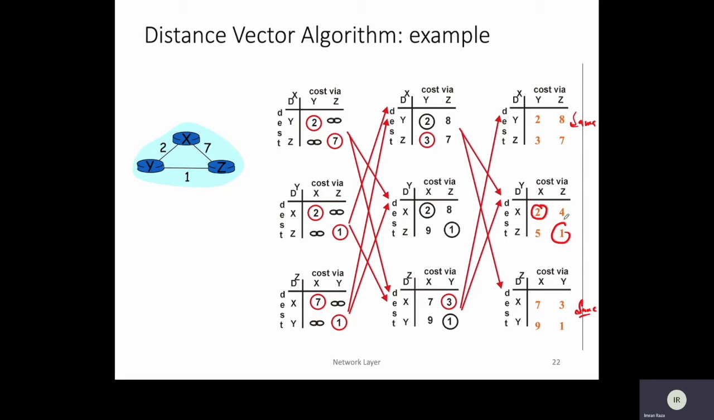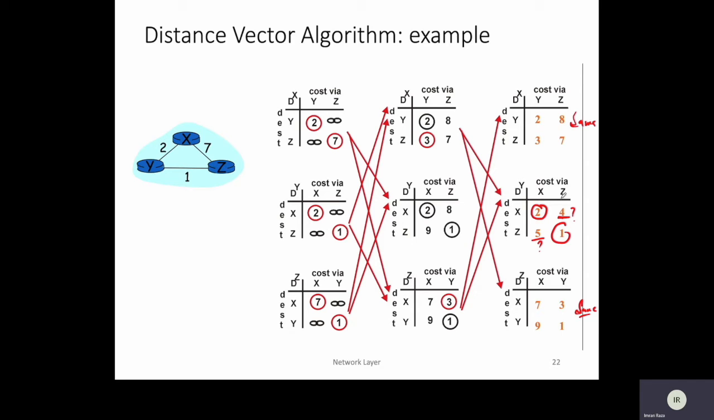So we have some new values here that I want to discuss with you, and I want you to pay attention and understand it, because this will help us understand the problem, the shortcoming of the distance vector algorithm. So what is this cost? This is the cost to reach from Y to X via Z.